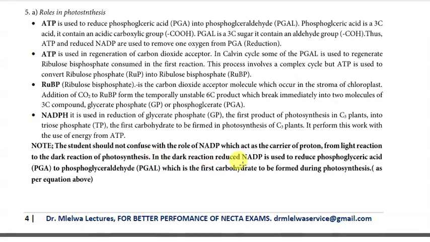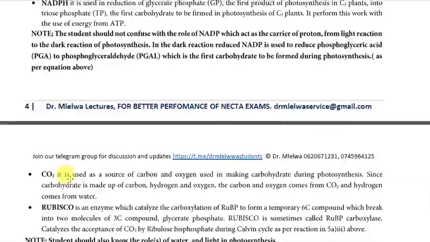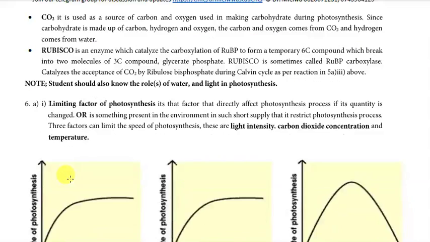In dark reaction, reduced NADP is used to reduce phosphoglyceric acid to phosphoglyceraldehyde, which is the first carbohydrate to be formed during photosynthesis. As per the equation above, actually here there is no equation. You can assist these answers with equation. If you are able to write the equations, it will be more relevant and it will increase your chance of performing well. Carbon dioxide is used as the source of carbon and oxygen used in making carbohydrate during photosynthesis.